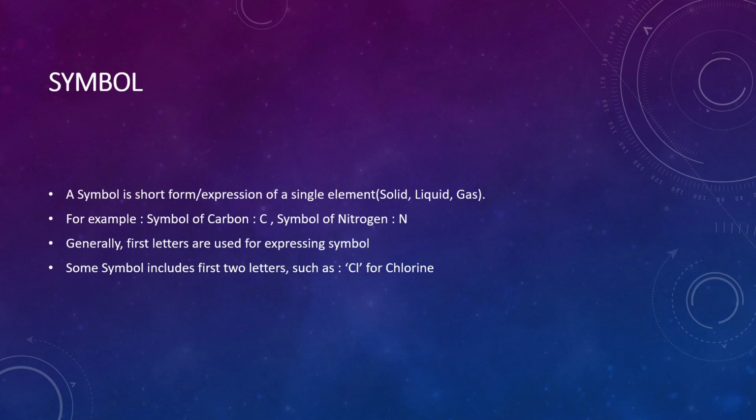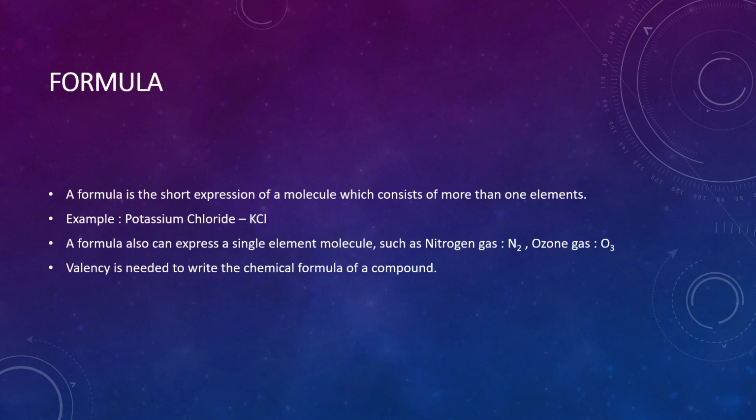So first letters can be used for expressing a symbol, and some symbols include the first two letters, such as Cl for chlorine, or Ca for calcium, etc. So that's the symbol, and a symbol represents a single atom of an element. And let's get to the formula now.